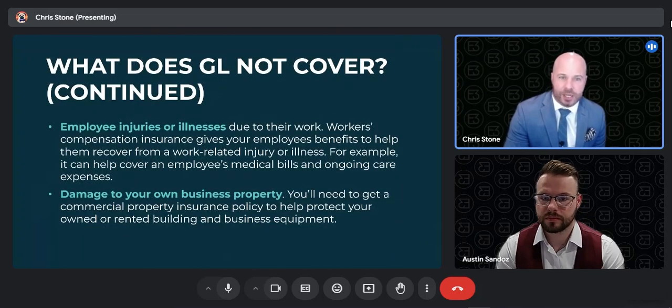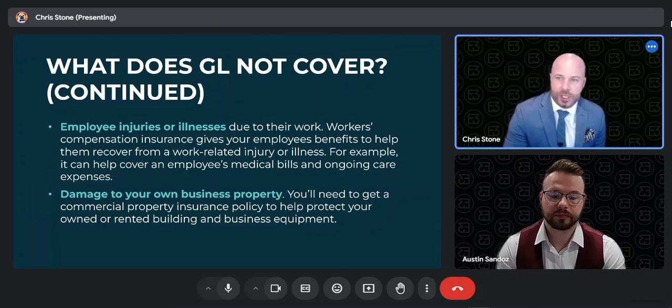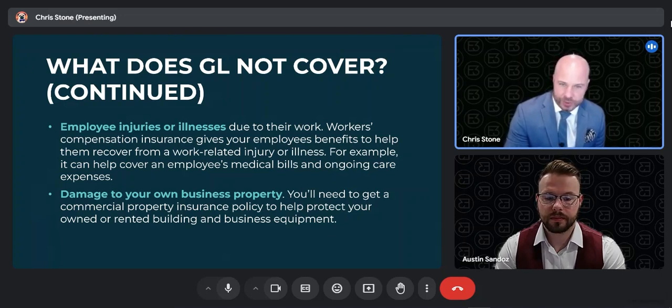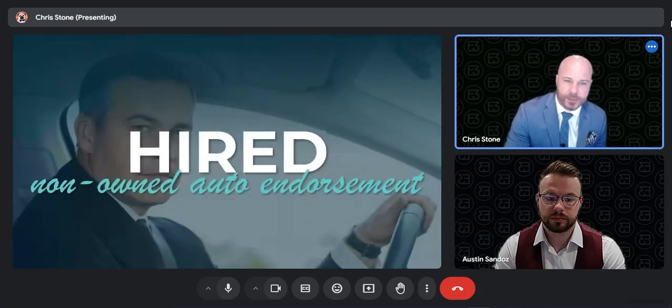What does GL not cover? Continued: employee injuries or illnesses due to their work. Workers' compensation insurance gives your employee benefits to help them recover from a work-related injury or illness. For example, it can help cover an employee's medical bills and ongoing care and expenses. Damage to your own business property, you'll need to get a commercial property insurance policy for that. We're going to go over that in a later slide.